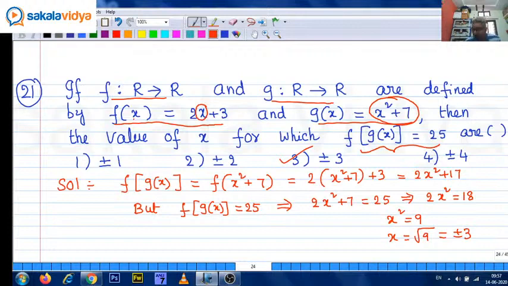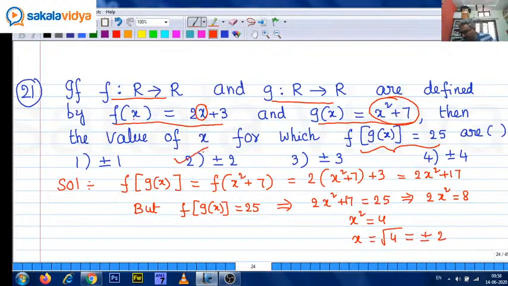Second option, right. How did you get the second option? Right, I made a mistake. Let us check. Yes, a numerical error has arisen. This is 2x square plus 17, which will be 8. x square equals 4. x equals square root of 4. That will be plus or minus 2. Yes, option 2 is the right option. Narla, you are correct.